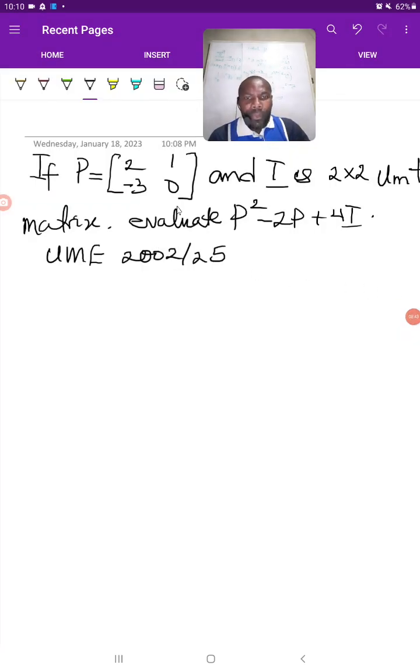So this is another example that combines the scalar product and the matrix multiplication. We have been given P and I. I is the 2 by 2 unit matrix, which I also call the identity matrix. So the question is to find the value of P squared minus 2P plus 4I. You know, this is P.